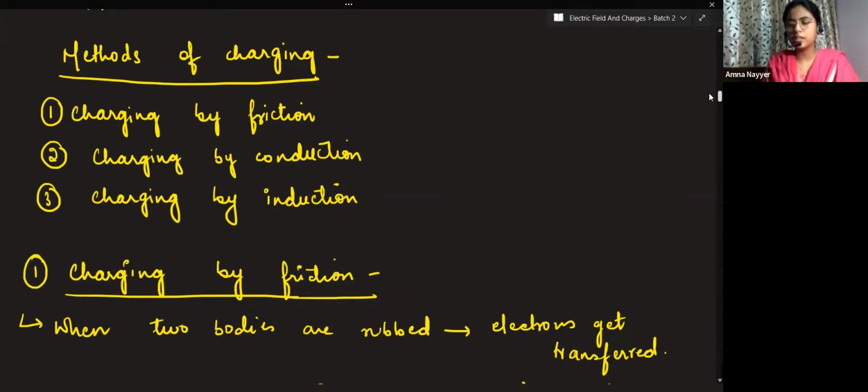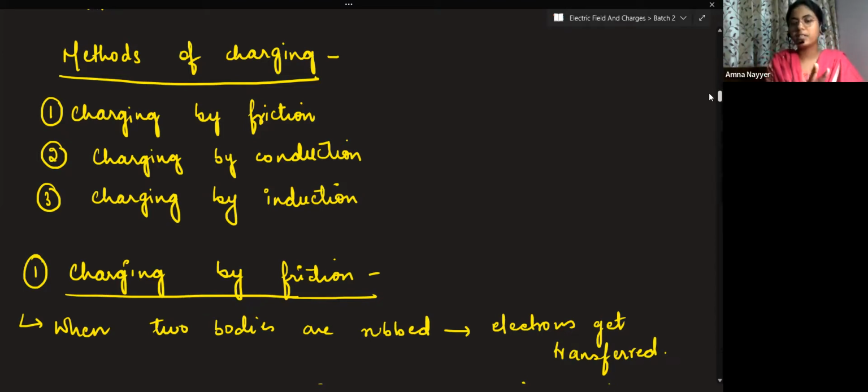Charging by friction. Friction you already know: it is the frictional force that you have studied, which opposes motion. So what happens if two bodies are rubbed together? Frictional force acts on them, and the work done in opposing this frictional force helps in the transfer of electrons. If both of these bodies are rubbed past each other, then electrons transfer. So this is the first method, charging by friction.